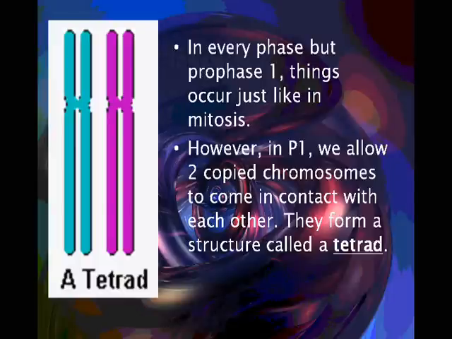For example, maybe they both code for hair color. That doesn't mean that they both have blonde or both have brown. They just code for hair color. They could have different traits on them, but they code for the same gene. One comes from your father and one comes from your mother, and you're passing that information down to your own offspring.